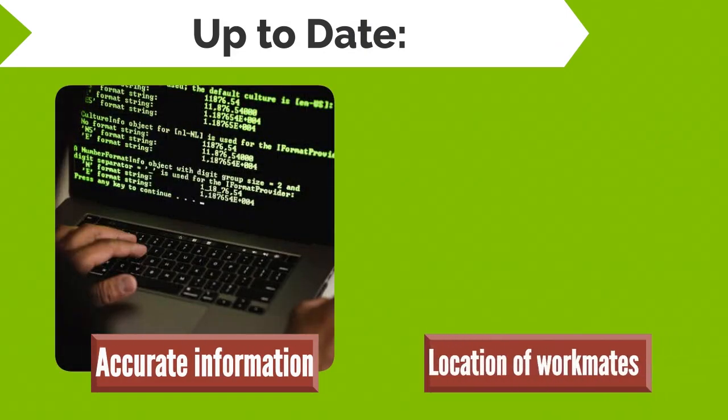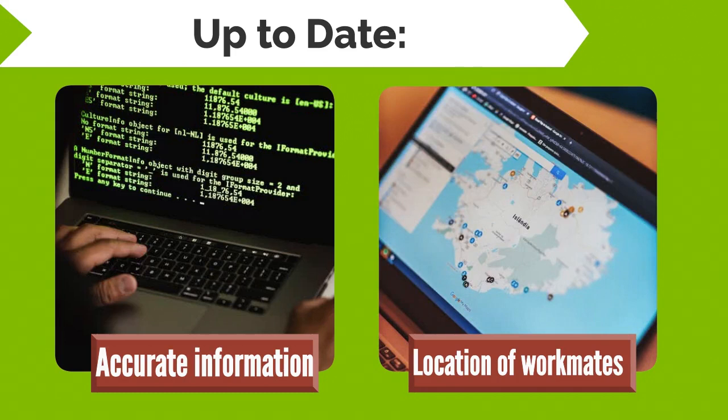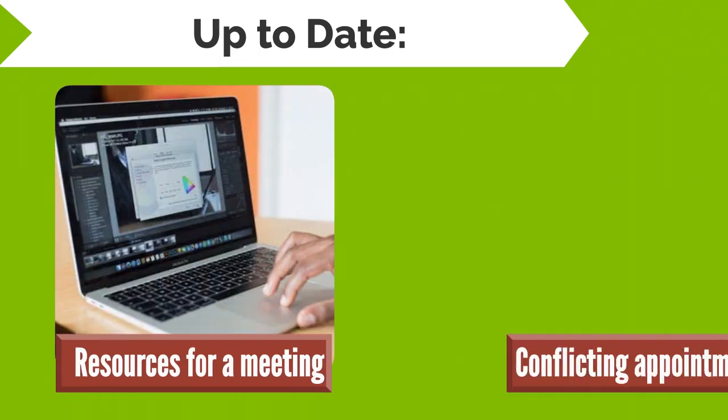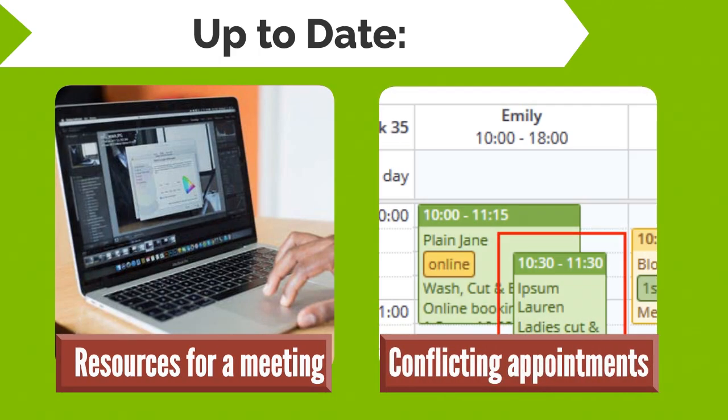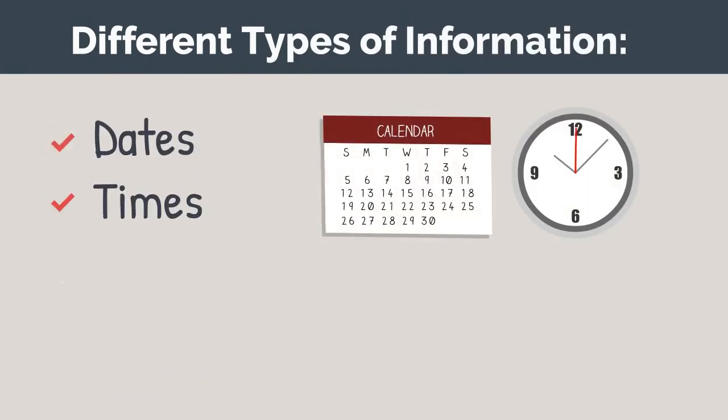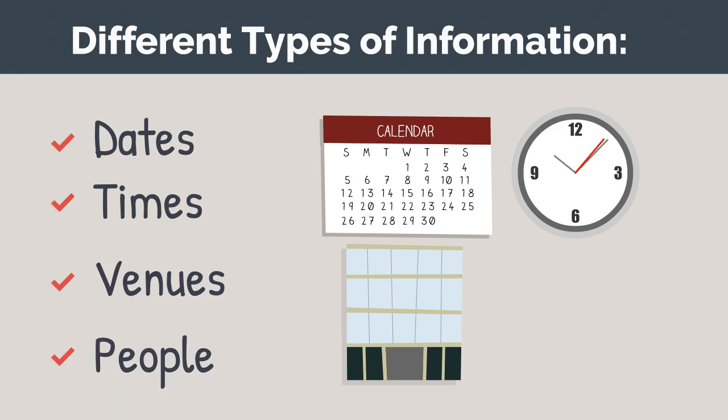Up-to-date diary systems ensure staff have access to accurate information to facilitate decision-making, location of workmates, and assist arrange meetings or activities to suit availability. Resources for a meeting or activity can be planned, changes to arranged meetings advised, and cancelled activities deleted, and conflicting appointments are rescheduled.